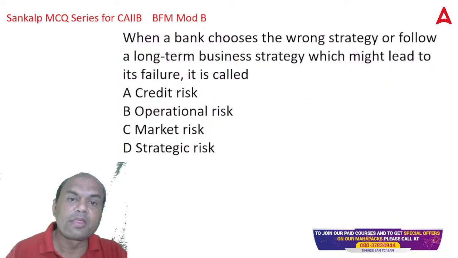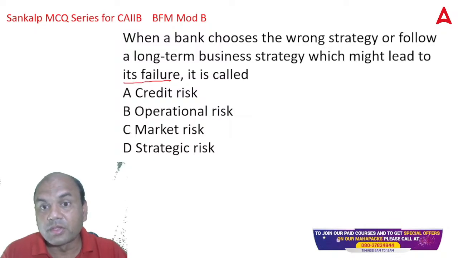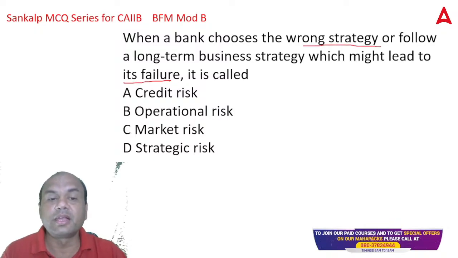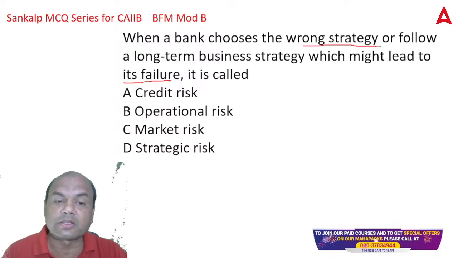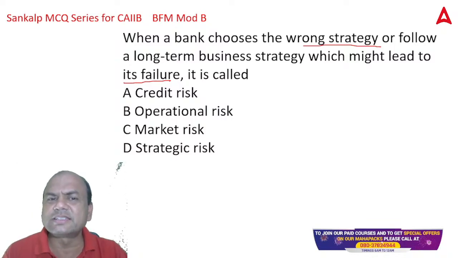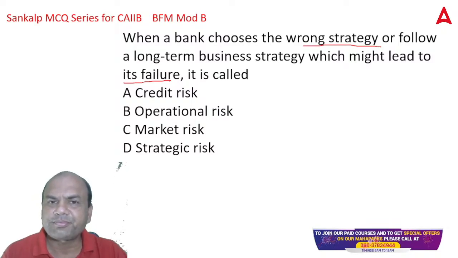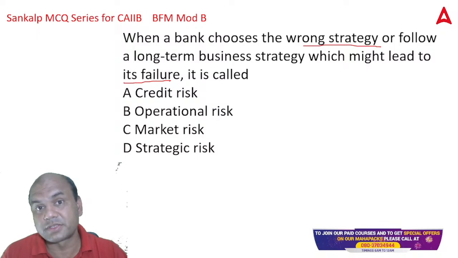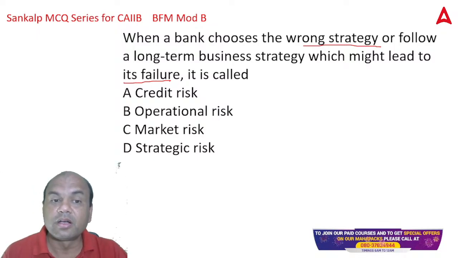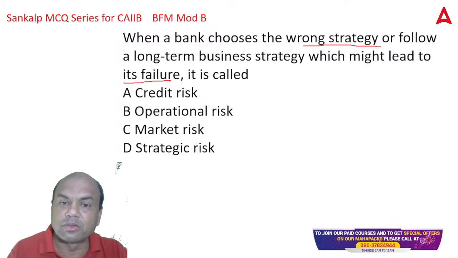When the bank chooses a wrong strategy or follows a long-term business strategy which might lead to its failure, so wrong strategy for the future, it is known as what? Credit, operational, market, or strategic? This is a logical question. This is less related to CAIIB, more related to business. But this risk is there in your CAIIB. It is called what? A, B, C, or D? Credit, ops, market, or strategic? Long-term strategy. Okay, I'll give you an example. Nokia.